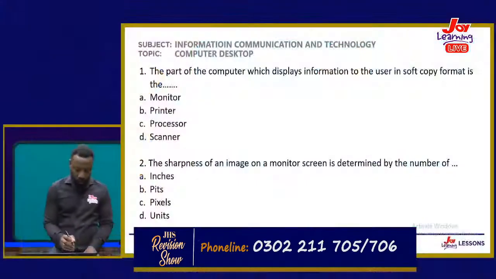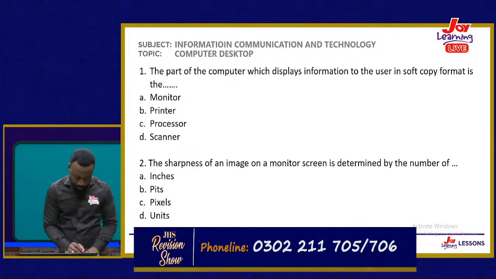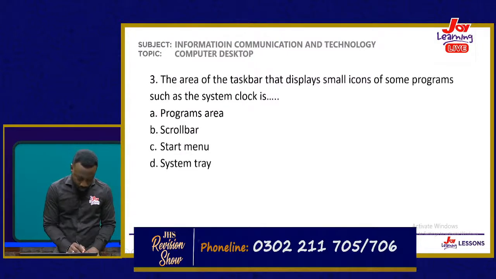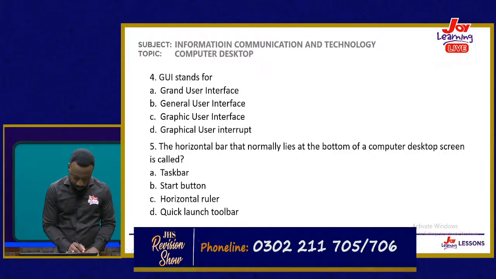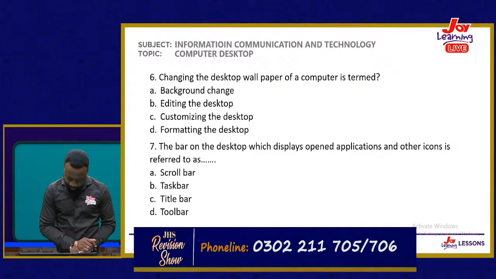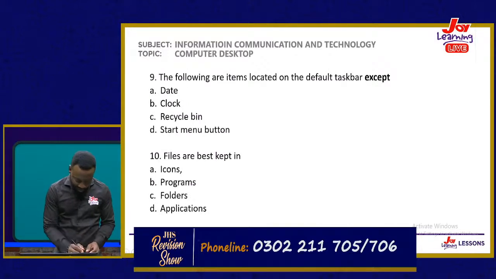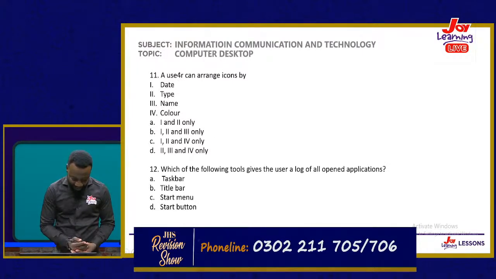Question one. What's your answer? A, monitor. Question two. C, pixel. Question three. D, system tray. Question four. C, graphic user interface. Question five. A, taskbar. Question six. A, background change. Question 7. B, taskbar. Question 8. C, II and III. Question 9. C, recycling bin. Question 10. C, folder. Question 11. 11B. Question 12. A, taskbar. You have 30 seconds.